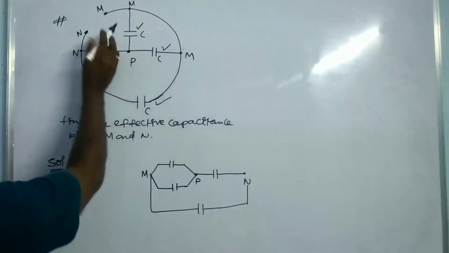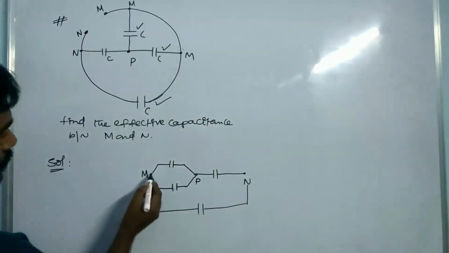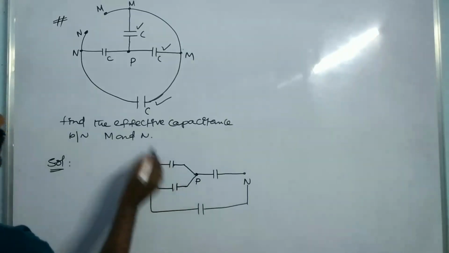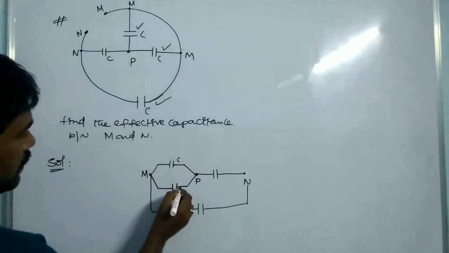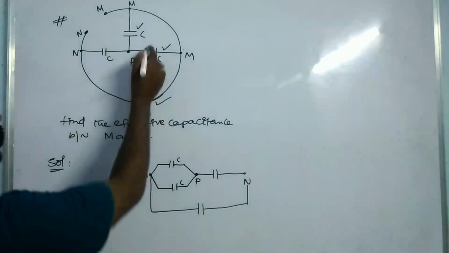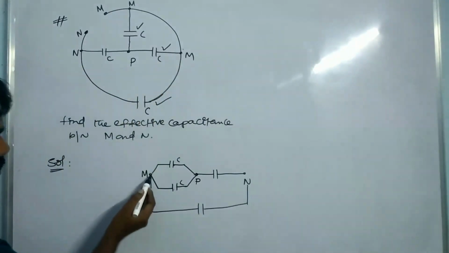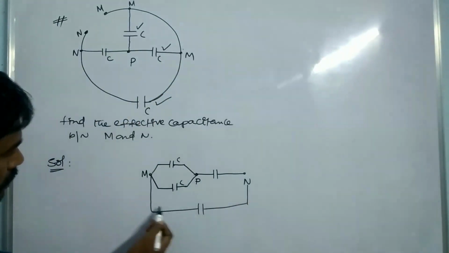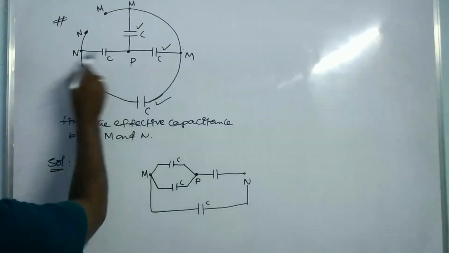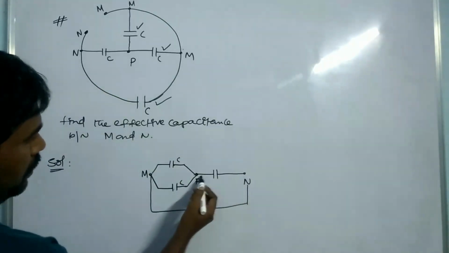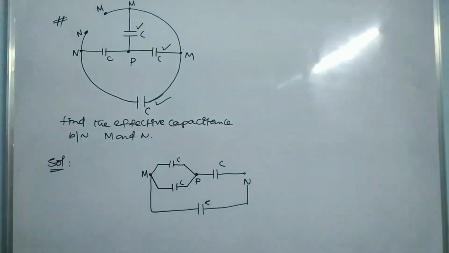See once. Between M to P there is a capacitor. And between P to M there is another capacitor having the capacity C. Right? These two are completed. And one more capacitor is N to M, with capacity C here. And the remaining capacitor is P to N or N to P. So this is another capacitor. Now it is easy to calculate.